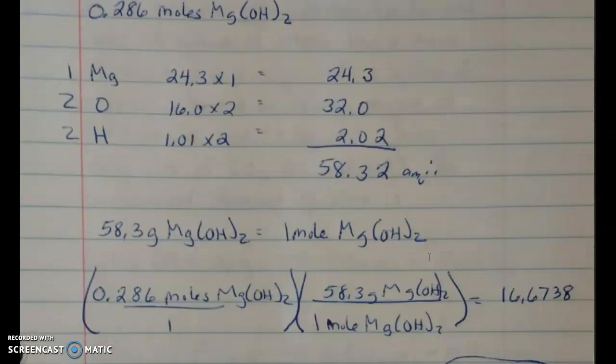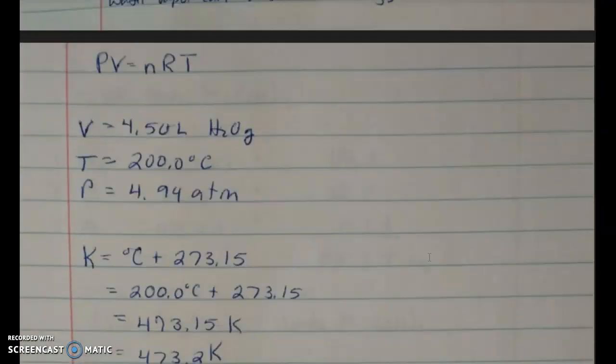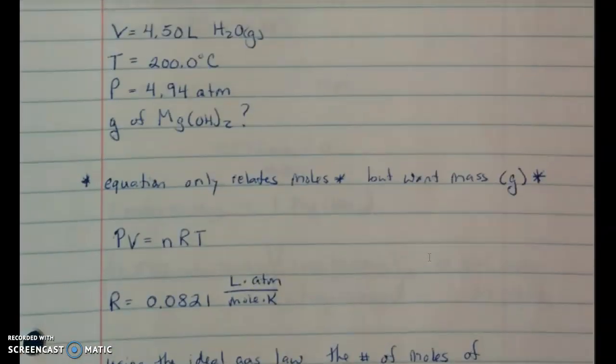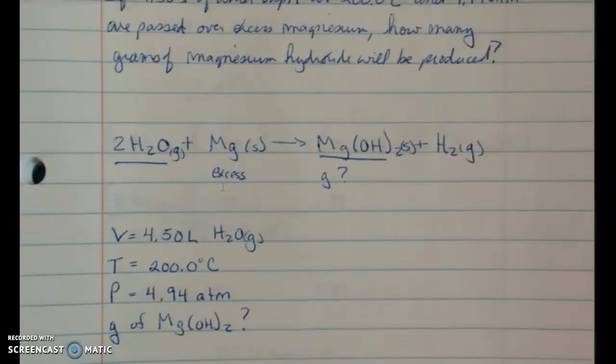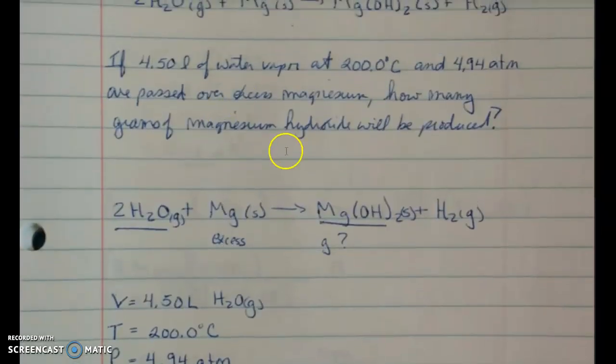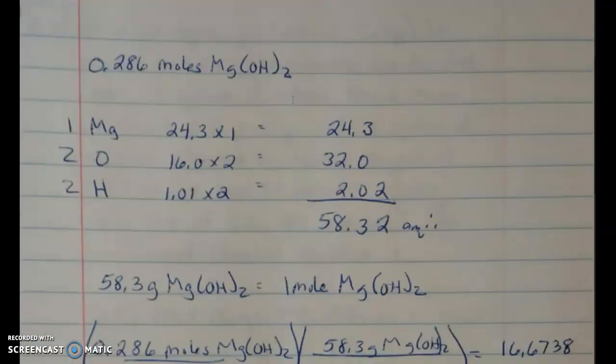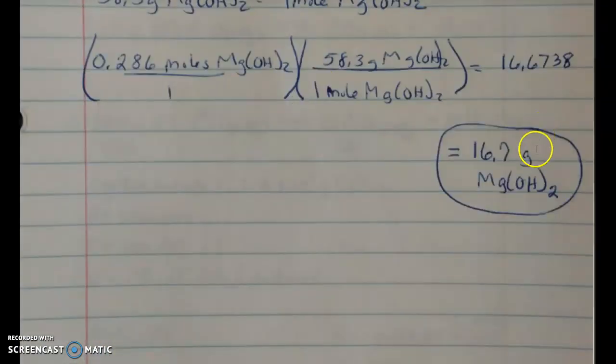And if we go back up and check our question, right? How many grams of magnesium hydroxide are generated under these conditions? Here it is in word form, right? How many grams of magnesium hydroxide will be produced if 4.5 liters of water vapor at 200.0 degrees Celsius and 4.94 atmospheres are passed over excess magnesium? And we know that we now have that answer. It's 16.7 grams of magnesium hydroxide.